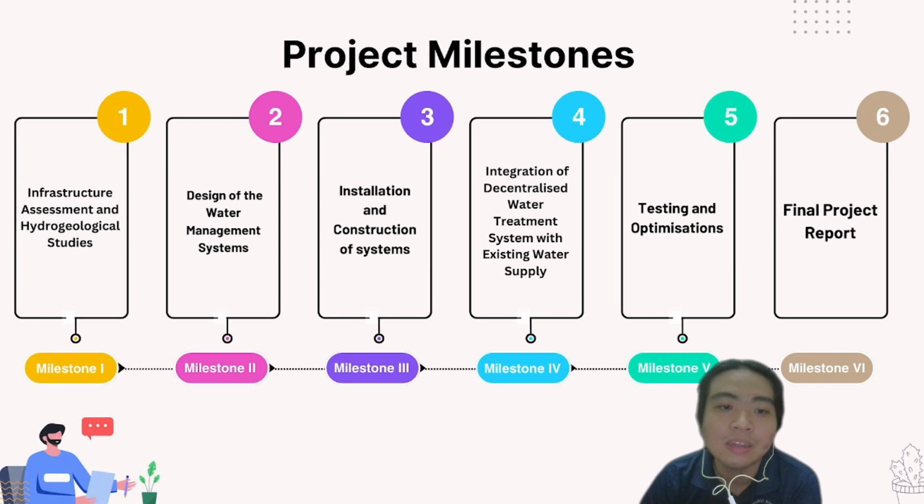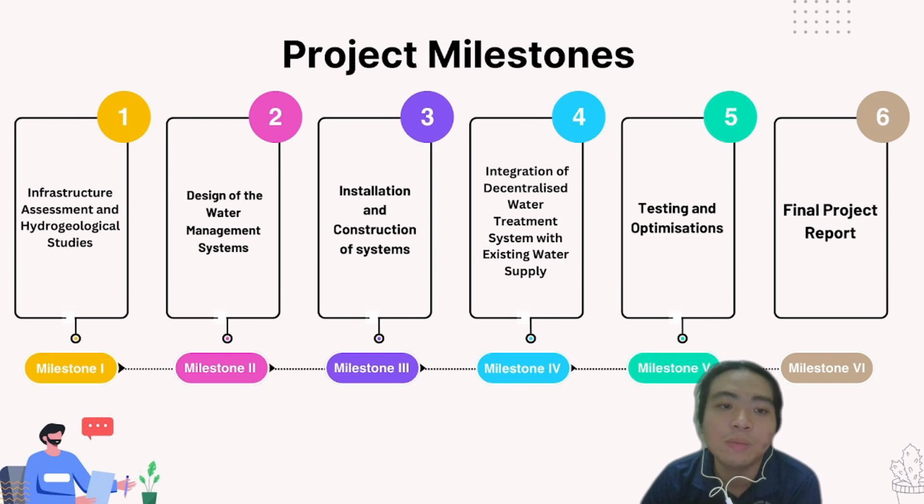Milestone 3 will be the installation and construction of the system. So the installation of the rainwater harvesting system will be started and the procurement and installation of the smart leak detection system will also be initiated. In the smart leak detection systems, the installation of smart water meters, quality sensors and pressure loggers will be required, and the construction of the decentralized water treatment plants will also start, and the implementation of the smart automation and control system will also be done in milestone 3. And last but not least, the progress of the deep bore well drilling will be evaluated.